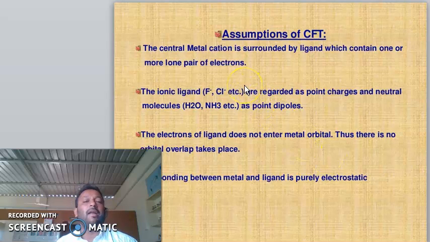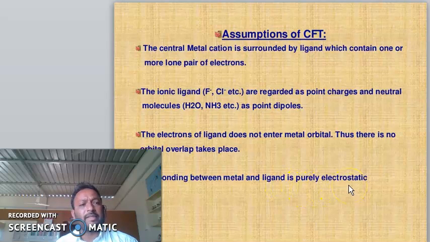The central metal cation is surrounded by the ligands which contain one or more lone pairs of electrons. The ionic ligands like fluorine, chlorine, bromine, iodine, etc. are regarded as point charges, and neutral molecules like water, ammonia, etc. as point dipoles. The electrons of ligands do not enter the metal orbital. Thus there is no orbital overlap, and the bonding between metal and ligand is purely electrostatic.